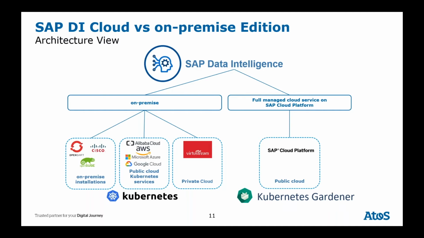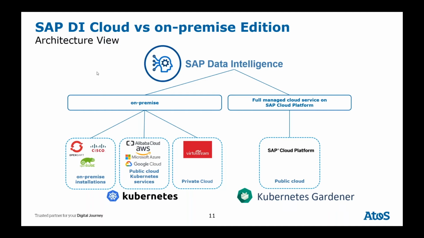However, if you're comfortable with doing something on the public cloud, then the Kubernetes services running on Google Cloud, maybe AWS, Azure or Alibaba Cloud can be used. Within Atos internally, we created a DI installation for Kubernetes on top of Google Cloud. And the last option is doing this over a private cloud, which can be over virtual stream. So this should be it from the details on this installation.